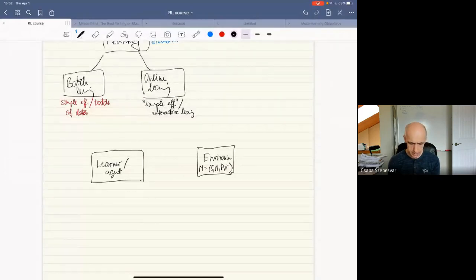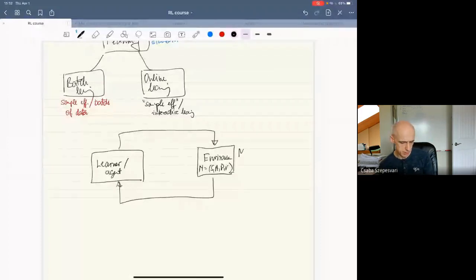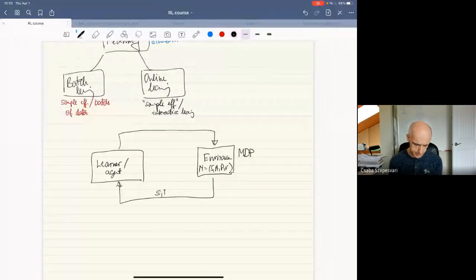And we just want to understand how good a learner can be in this interconnected setting, but the learner is receiving these observations about states and rewards, and it's sending actions to the environment.